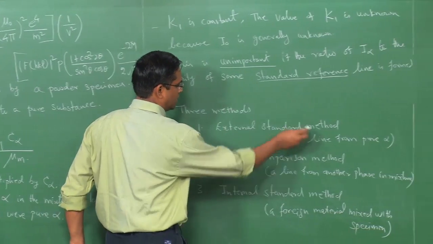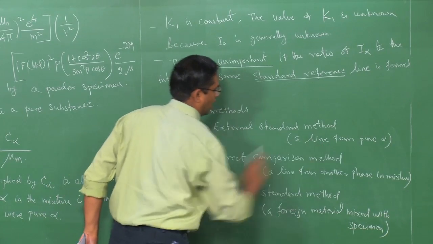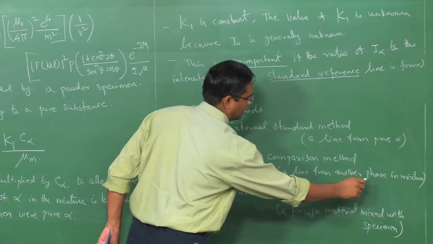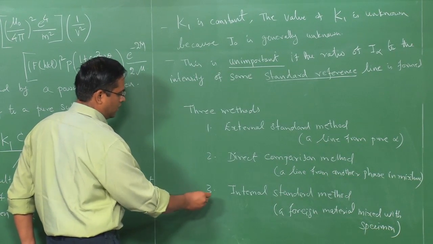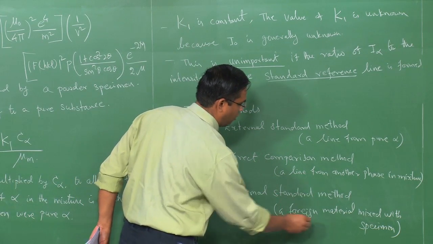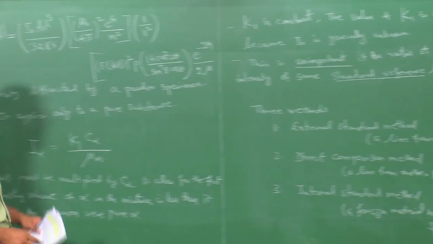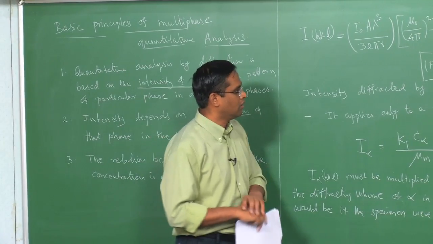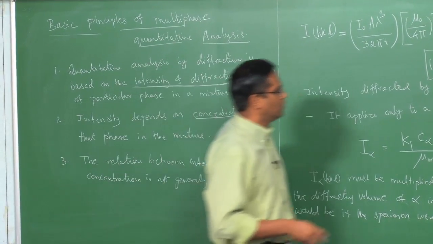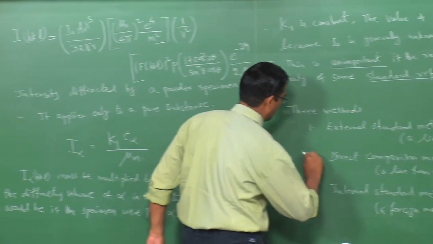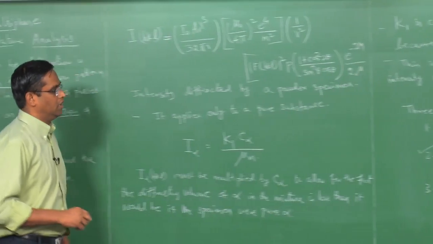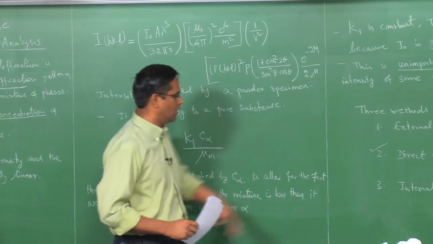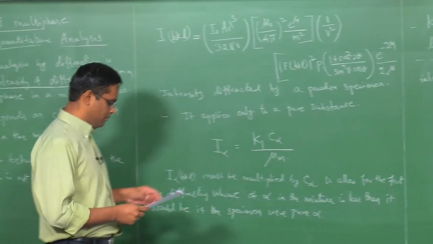One is the external standard method, where a line from pure alpha is used. Then you have the direct comparison method, where a line from another phase in the mixture is used. The third is the internal standard method, where a foreign material is mixed with the specimen. So there are three methods by which you can do phase identification in X-ray diffraction using this concept. We will look at one of the important and very frequently used methods to find the phase fraction, that is called the direct comparison method.